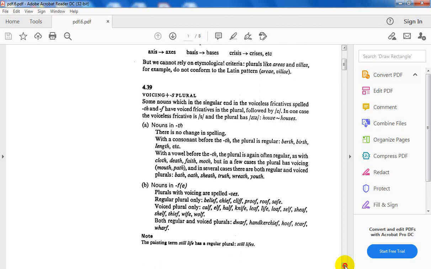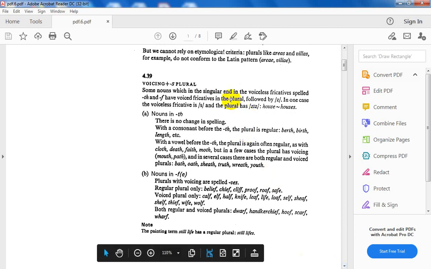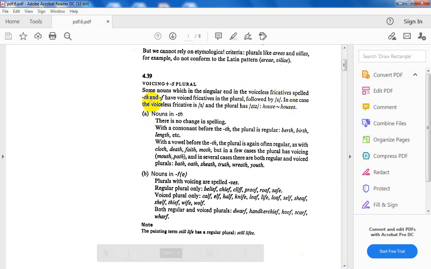Some nouns which in the singular end in the voiceless fricatives, spelled th and f, have voiced fricatives in the plural followed by z. In one case, the voiceless fricative is s, and the plural has ziz. House, houses.